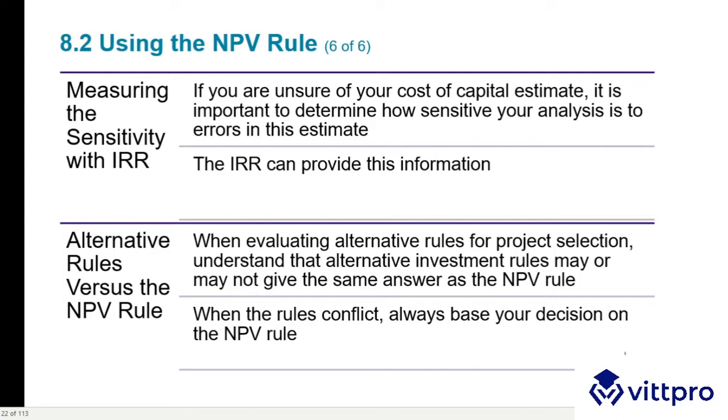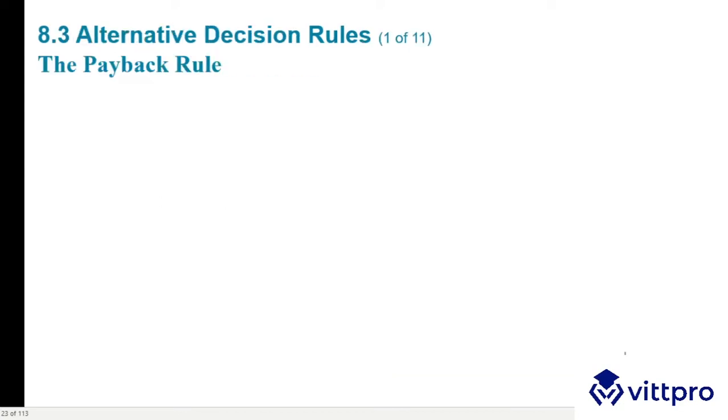So there are the alternative rules versus the NPV rule. When you are evaluating the alternative rules for project selection, they may or may not give the same answer. As I said, whenever there is a conflict, you need to base your decision on the NPV rule. So if you are using the NPV rule, the payback period and the IRR all together, and they give you different answers, then you will prefer the selection based on the NPV rule. Okay, we will look at the other methods, and then we will look at one example to calculate everything, so that you have a better understanding of all three methods.